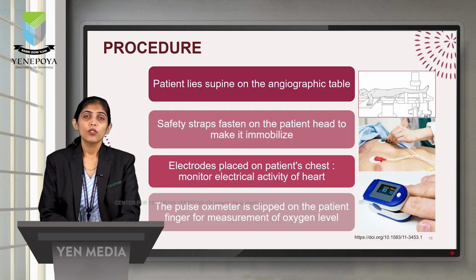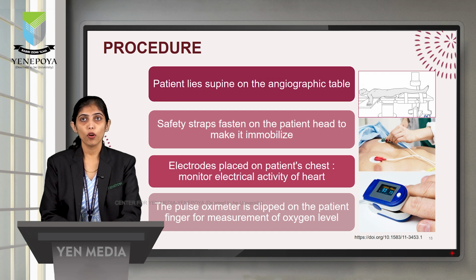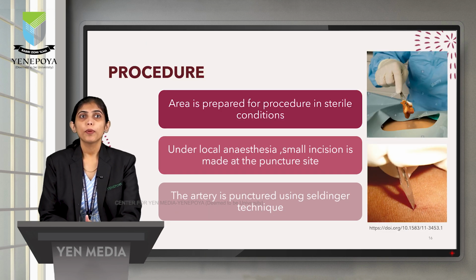Now coming to the procedure, initially the patient lies supine on the angiographic table. Once the patient is lying, safety straps will be put on the patient's head to immobilize it. Then we will place the ECG leads on the patient's chest to monitor the electrical activity of the heart. And we will also connect the pulse oximeter to the patient's finger for the measurement of oxygen level.